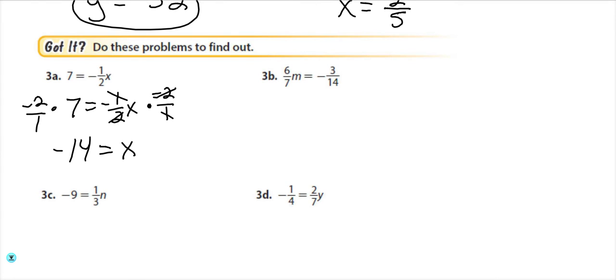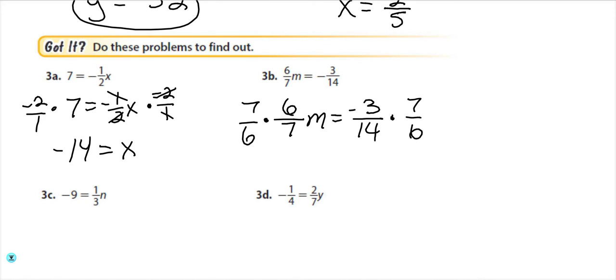Okay, 3b, we have 6/7 m equals negative 3 over 14. We're going to multiply by the reciprocal of 6/7, so it'll be 7/6. 7/6. Those are all going to cancel. I'm left with m equals, and that's going to cross cancel to negative 1 and 2, 1 and 2. That's going to give me negative 1/4.